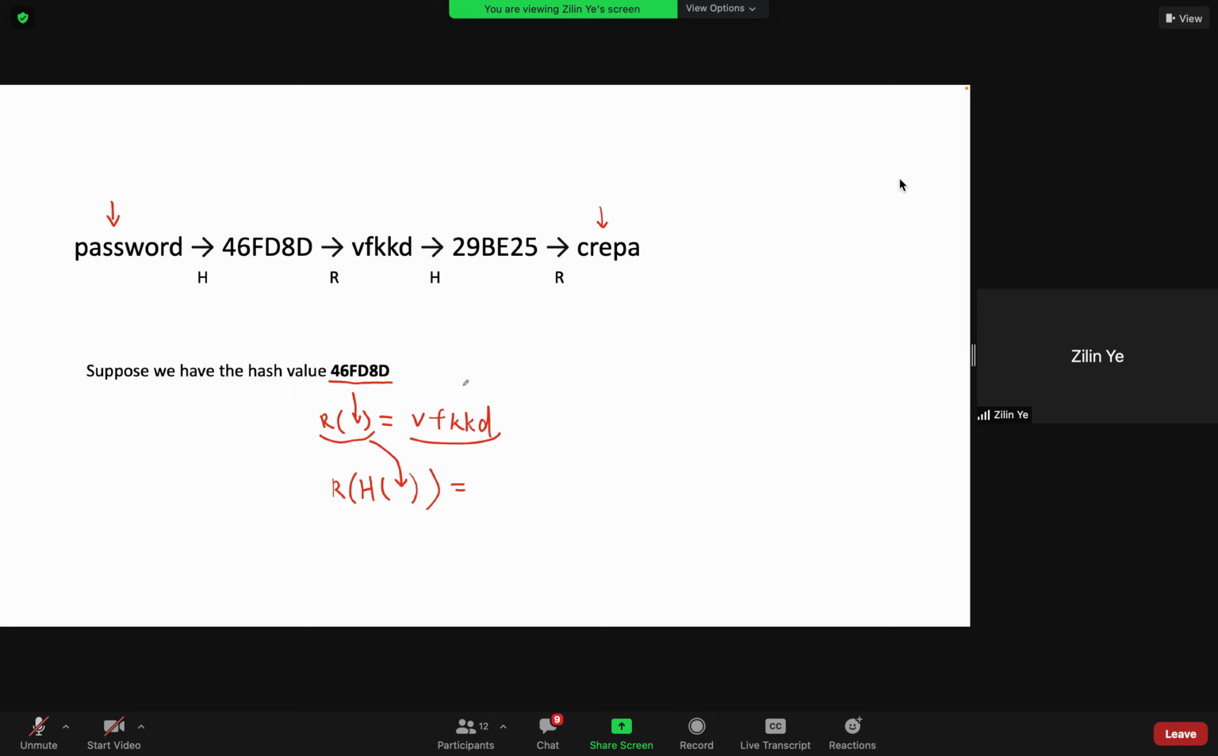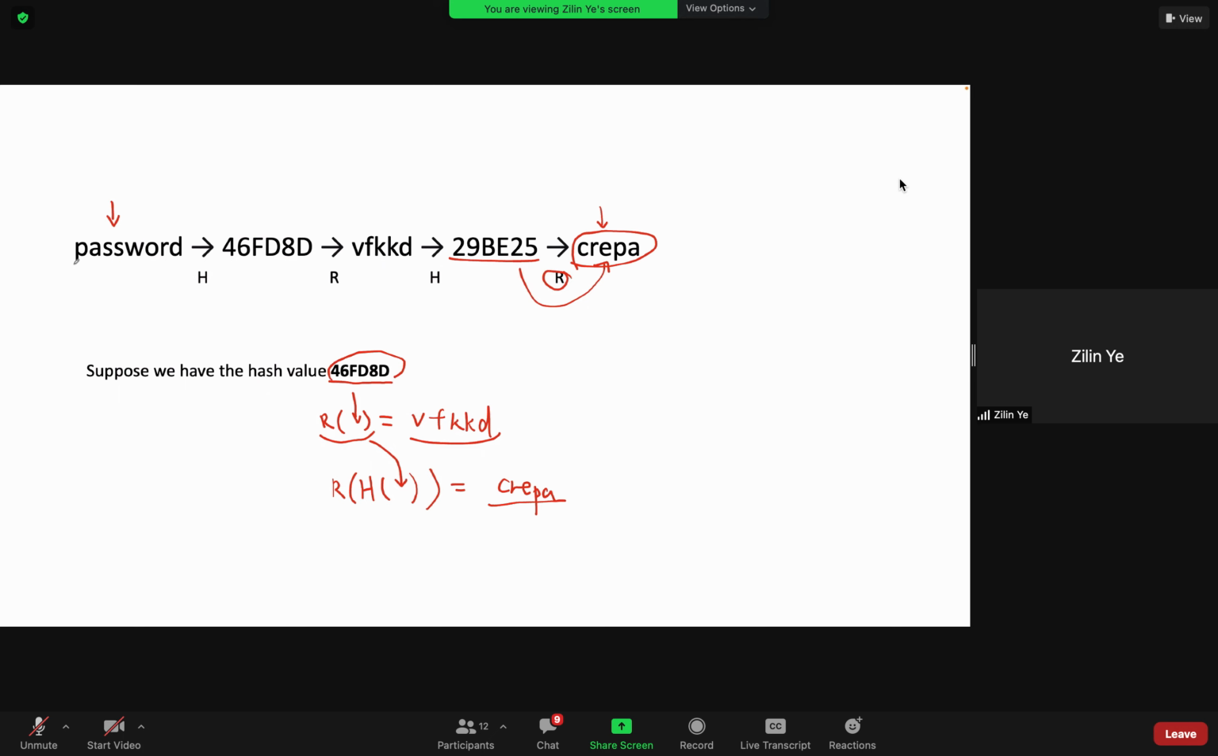So what is the hash of VFKKD? That is this hash value over there. And if I reduce it, then I will get triplet. Because I have the triplet, I am now comparing this triplet with all the heads and tails I have in my database, and I know I have a chain that ends with triplet. That actually tells me it is very likely this hash value is on this chain.